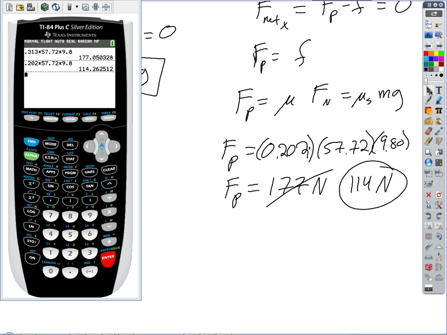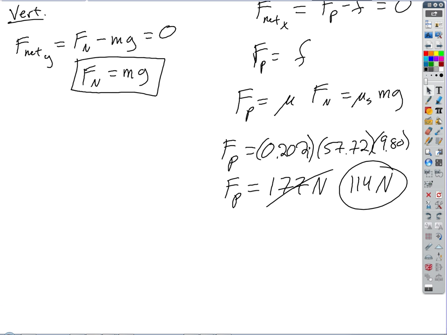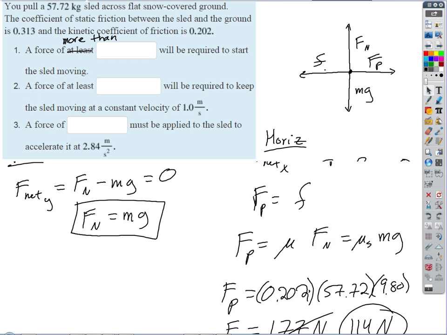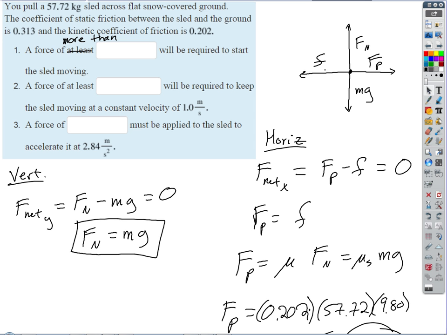What about part 3? Part 3: a force of blank must be applied to the sled to accelerate it at 2.84 meters per second squared. So now my free body diagram is changing a little bit. What do I have to change about it? The pulling force is longer than the friction force. Good. Now we are going to have a net force, because we are going to have some acceleration, so there has to be an unbalanced force acting there.